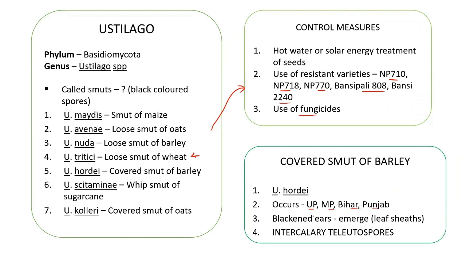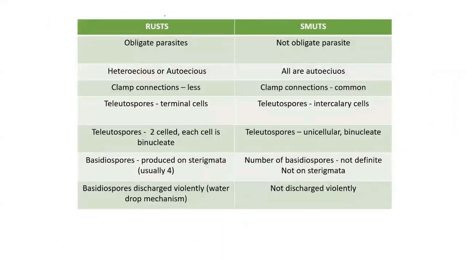Then you will see the manifestation of disease as blackened ears, and there is the formation of intercalary teleutospores, which is very important. Then we will discuss the differences between the rusts and the smuts. You should know that rusts are obligate parasites, whereas smuts are not obligate parasites.